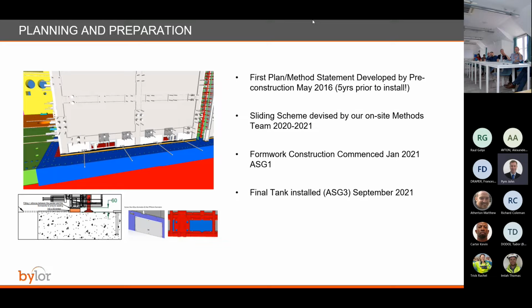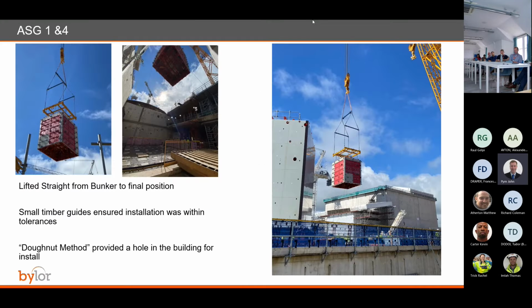Next is the planning and preparation. So just for this section of the HL buildings, the plan and method statement started 5 years prior to installing, which was in May 2016. The sliding scheme was divided by on site method teams between 2020 and 21. The formwork construction started in January 2021 for the first tank, ASG1, and the final tank, ASG3, was installed in September 21.